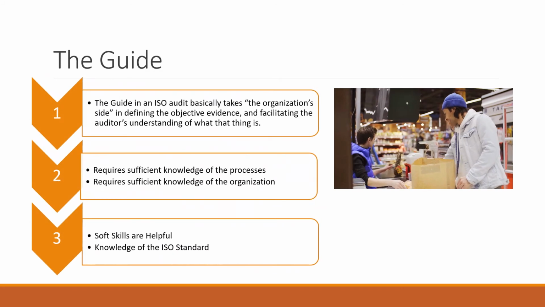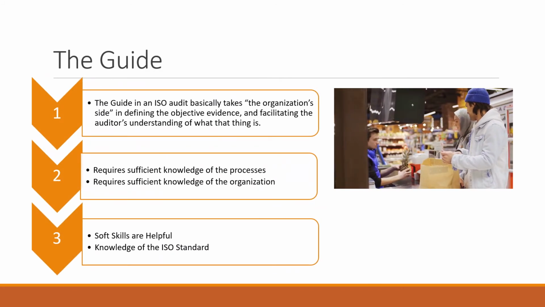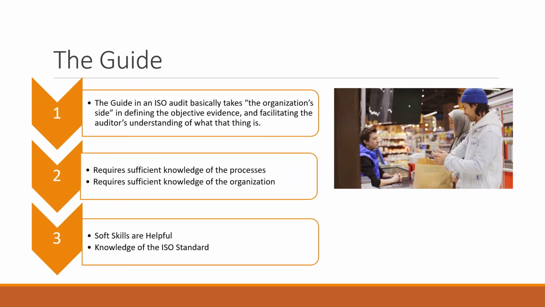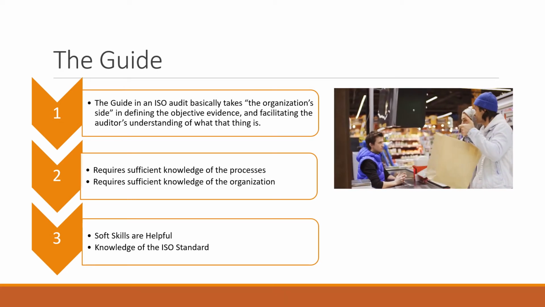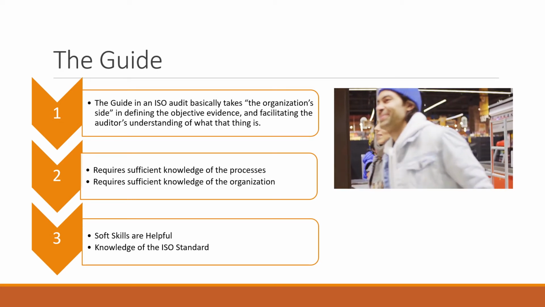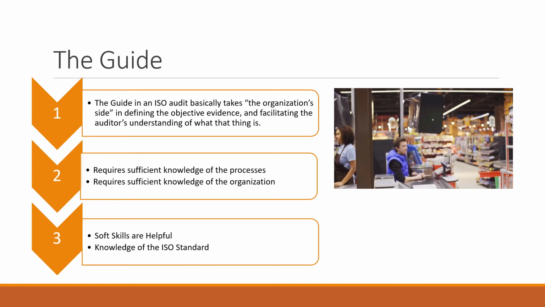Now that brings up the case of the guide. The guide in an ISO audit is very important. That person, whoever that may be, basically takes the organization's side in determining the objective evidence. And it also facilitates the auditor's understanding of what that thing is, whatever that may be. It requires enough knowledge of the process, and enough knowledge of the organization to be able to do a good job of this. Soft skills are also helpful. And hopefully you have some knowledge of the ISO and auditing requirements, and that is also helpful.